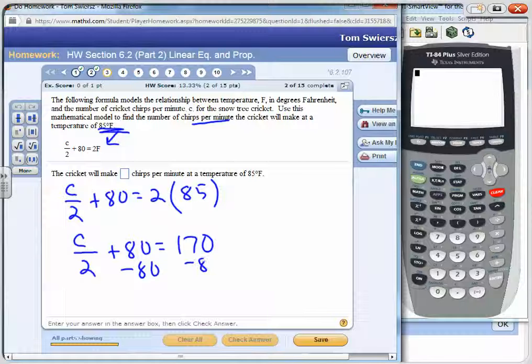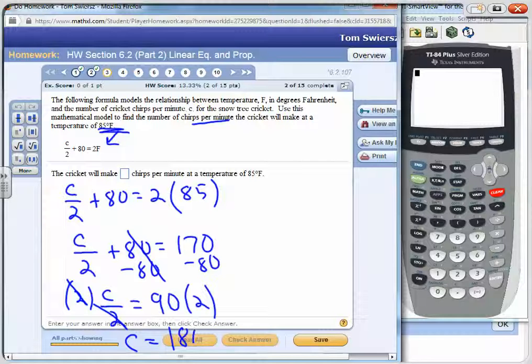Subtract 80 from both sides. So that cancels there, and what remains on the left side is C over 2. 170 minus 80 is 90. And if we multiply both sides by 2, the 2 divided by 2 cancels, so what remains is C. And of course, 90 times 2 is 180. So we would expect 180 chirps per minute. Again, we put in 85 for F, and then we solve the formula for C, and we got 180.